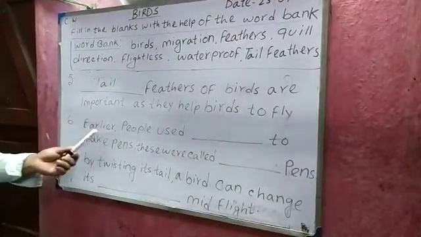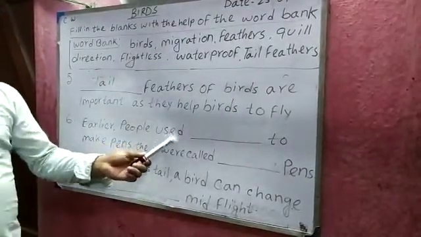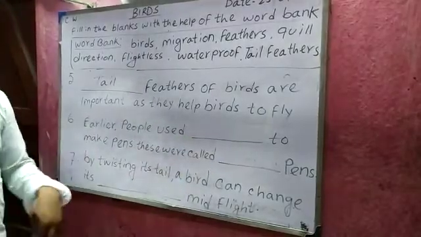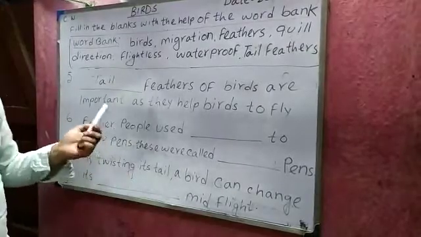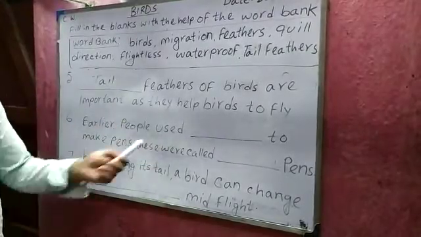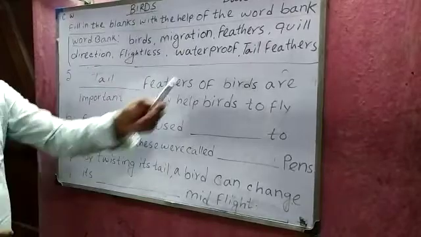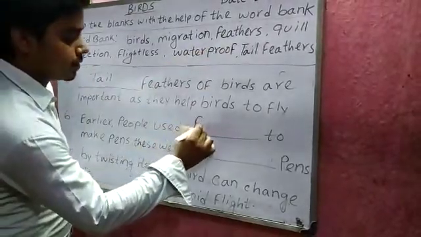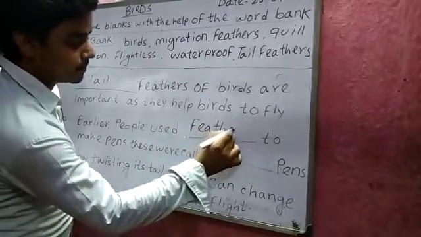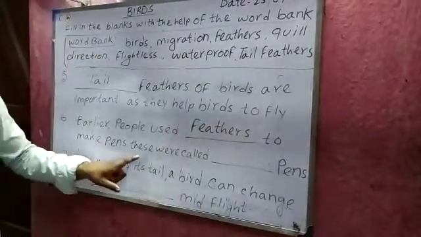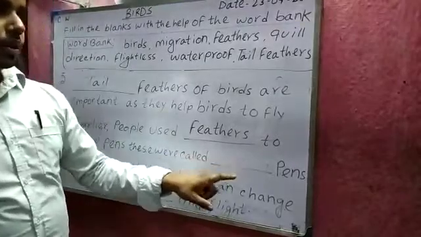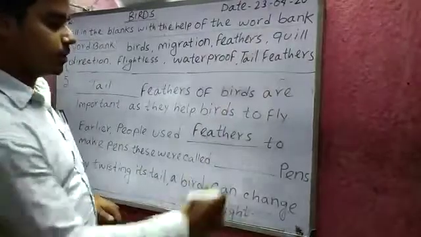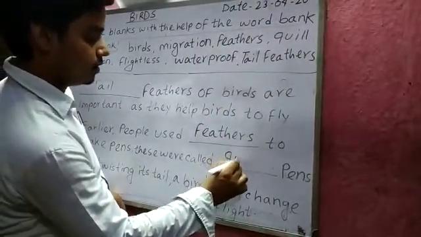Next, number 6. Earlier people used dash to make pens. In olden time, people used dash to make pens. People used feathers. So we write here feathers. To make pens, these were called quill feathers. So these are called quill pens. So we write here quill.